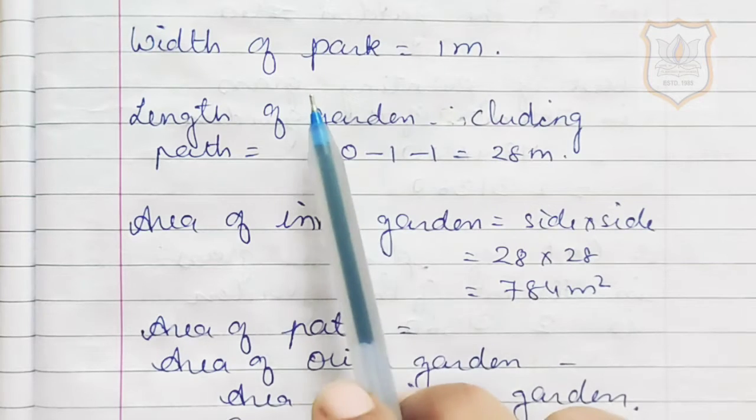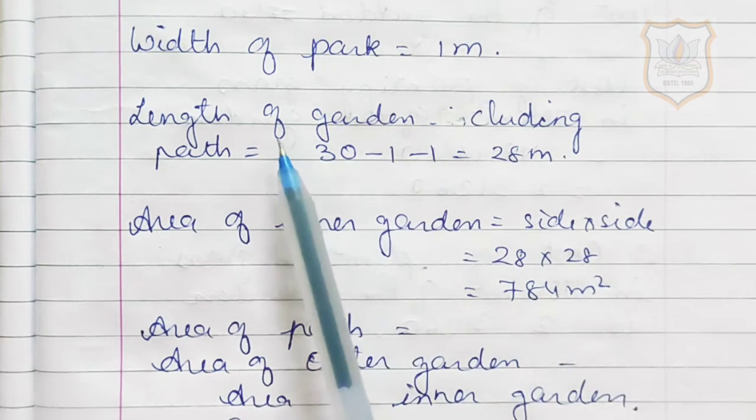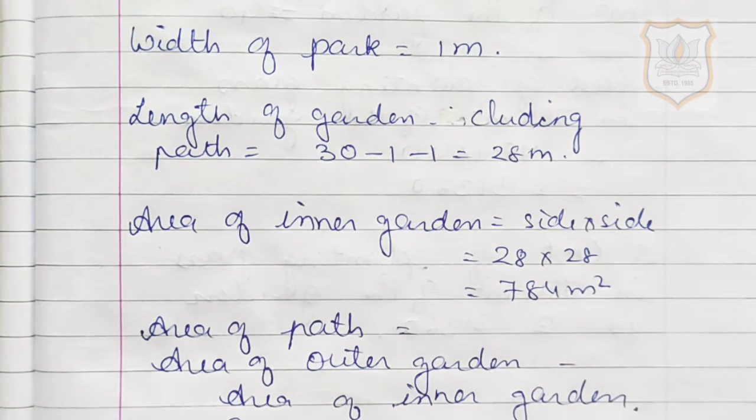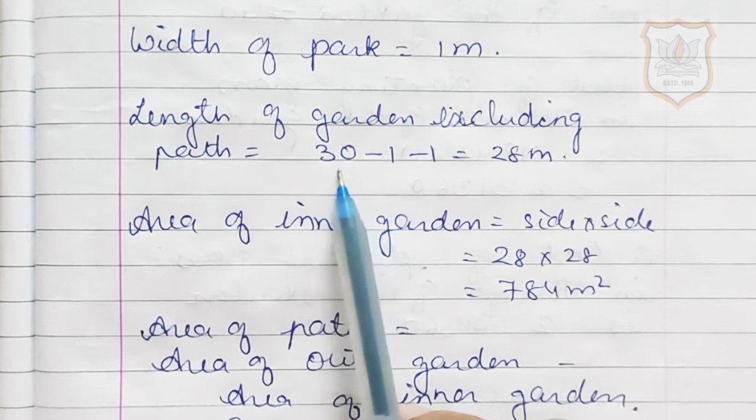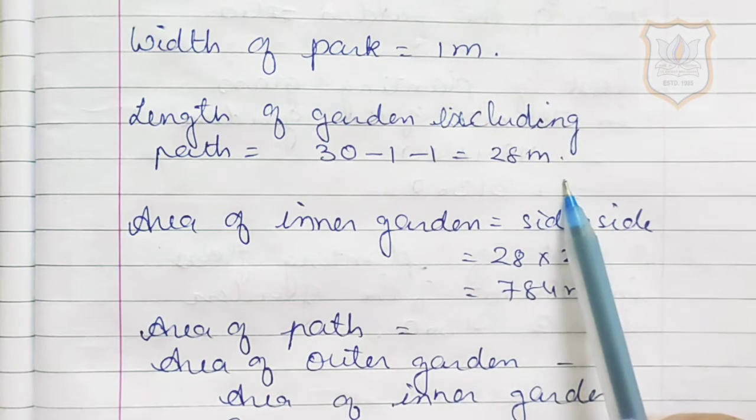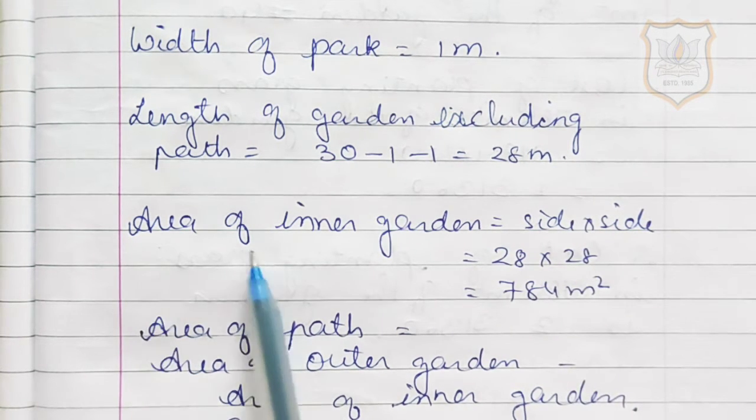Now students, width of the path is equal to 1 meter, length of the garden excluding path equals 30 minus 2, that will be 28 meter. Now as it's a square garden, so length and breadth both will be same. So we first will find out the area of the inner garden.